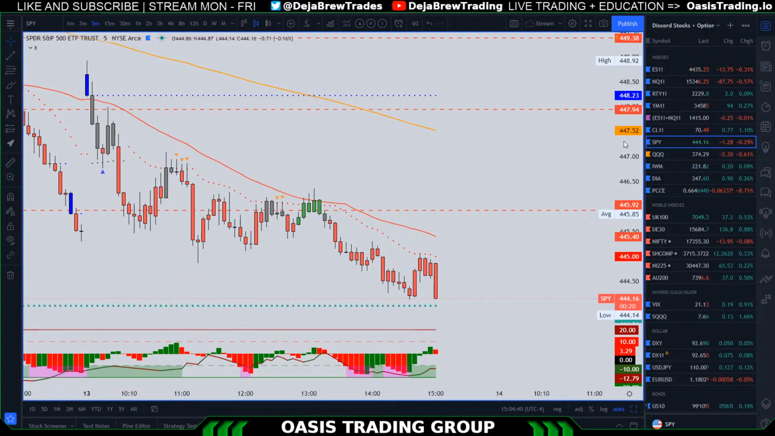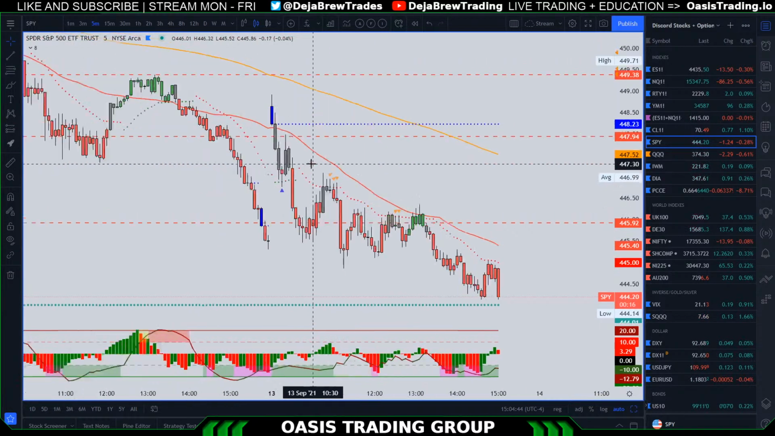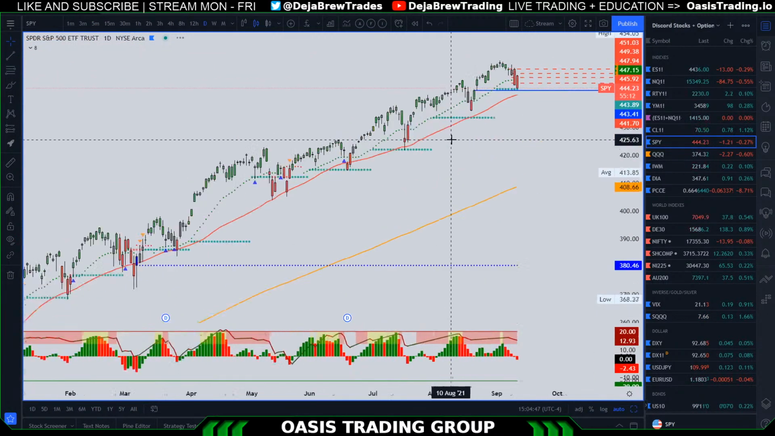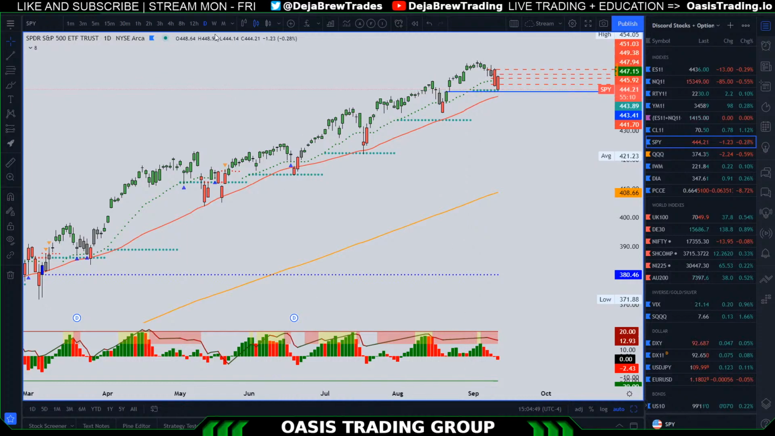Looks like SPY's coming back down to retest that monthly VWAP. Yeah, monthly VWAP, exactly. It is the August VWAP.